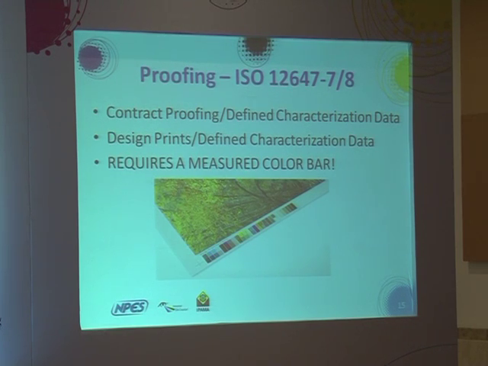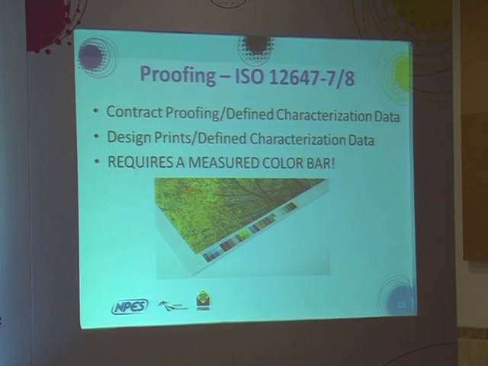Proofing. When we make proofs, if the proof does not have this bar on it, either a 2-row or a 3-row, that's very clearly defined by ISO, it's not a proof, it's a pretty picture. Along with having that control bar on there, I need to know what printing condition it was made to. So I need the profile that that proof was created for, so I can verify that proof.